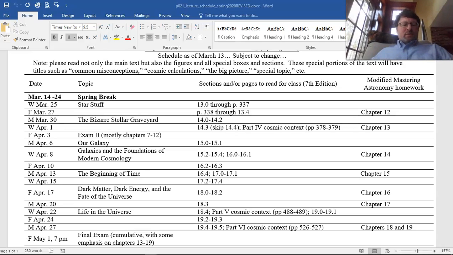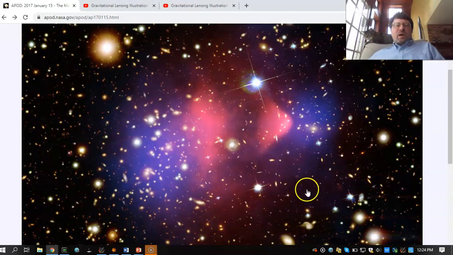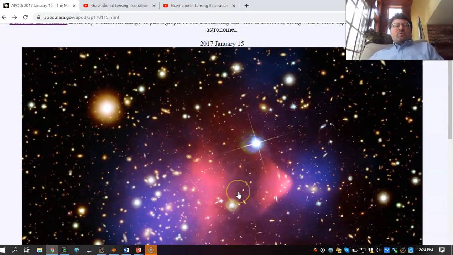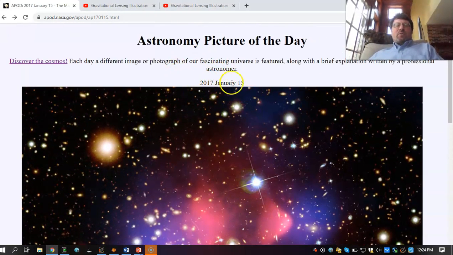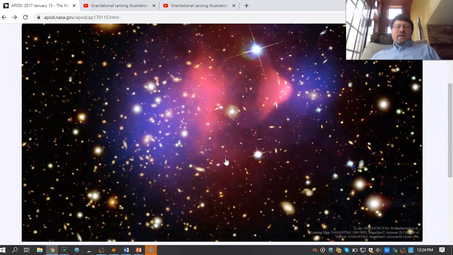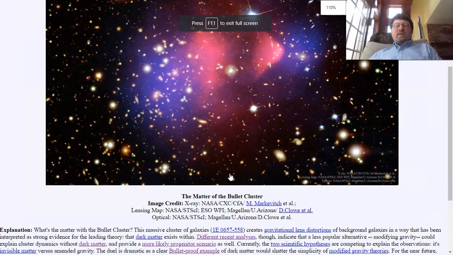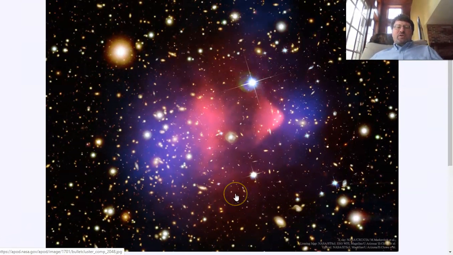Today we'll be recording the lecture for Friday, April 17th on dark matter, dark energy, and the fate of the universe. I like to start out with the astronomy picture of the day, and I chose one from 3 years ago that's going to be directly relevant to what we'll be talking about today. This is actually the bullet cluster, and there's a lot of different information on this image to unpack.